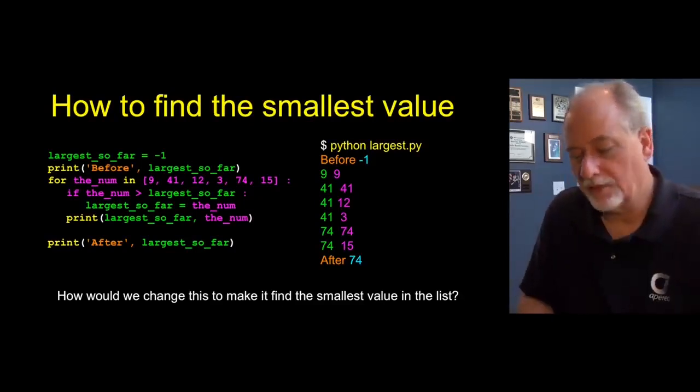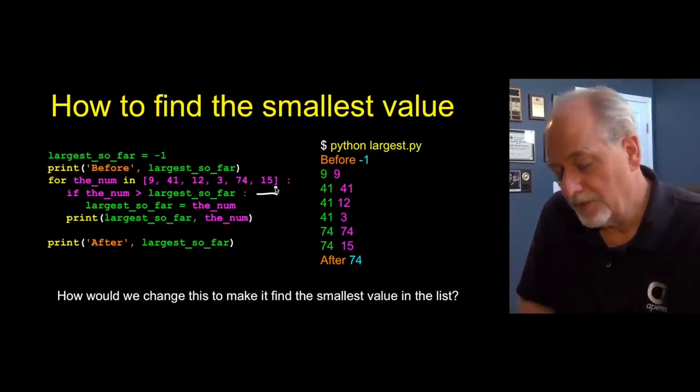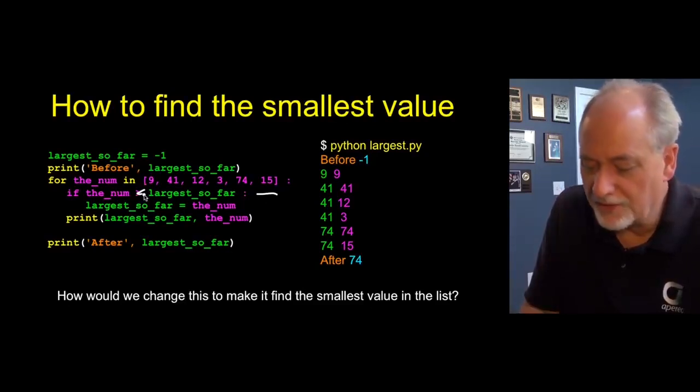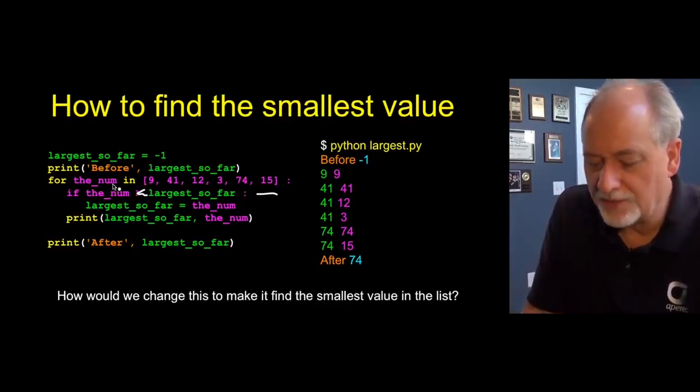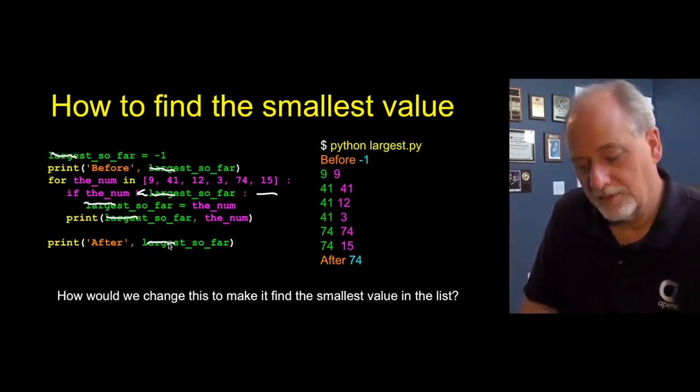Okay, so let's take a look. Let's do a couple things. If you look at this if statement, it's better now if the number is less than. But then we should probably change this to be smallest so far, smallest so far, smallest so far, right?